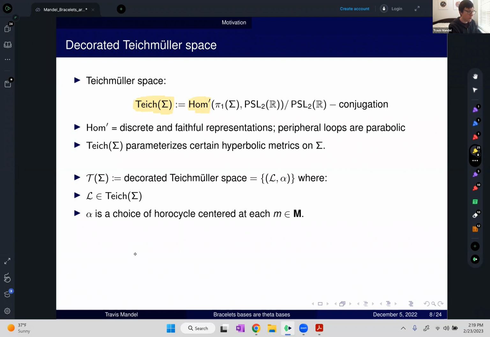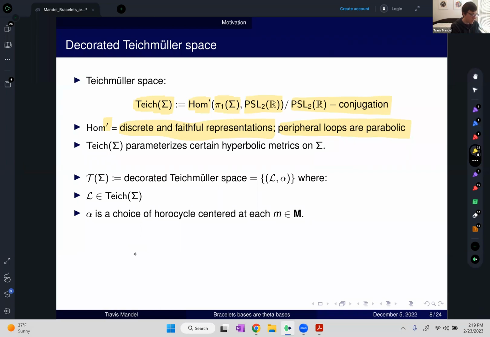So homomorphisms from the fundamental group of sigma, by fundamental group of sigma I mean the surface minus the marked points, so Hom from pi1 of sigma to PSL2R modulo PSL2R conjugation. And then the prime says that we only look at discrete and faithful representations, and the peripheral loops should be parabolic.